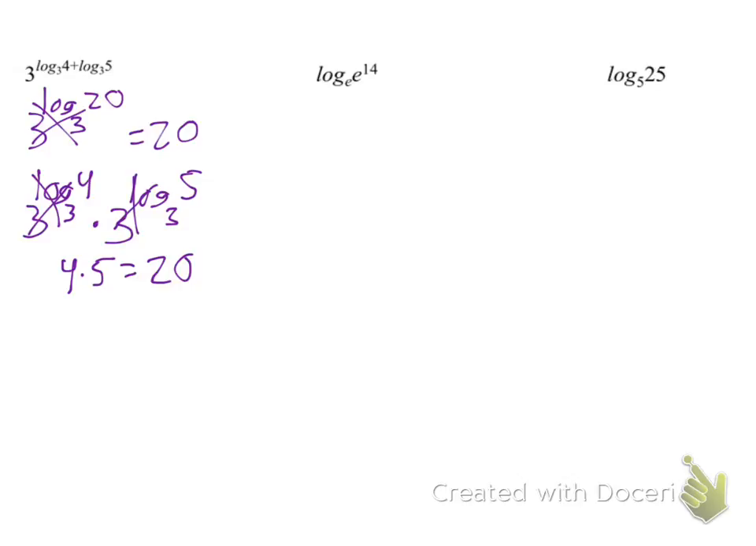Next problem. Log base e of e to the 14. Does it really matter what the base is? You guys remember what e is? It's a long number. It's like pi. It's an irrational number, 2.718, and it never ends. It's Euler's number. We use it for a couple different things, like exponential growth and decay, or financial stuff, for money. Doesn't matter what it is. The bases are the same, so the answer here is 14.